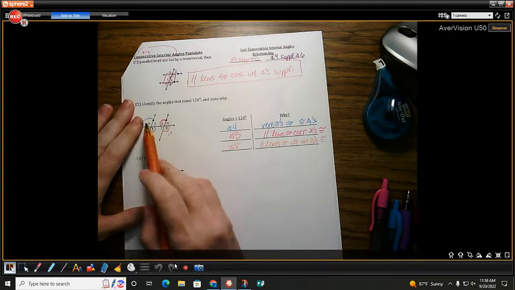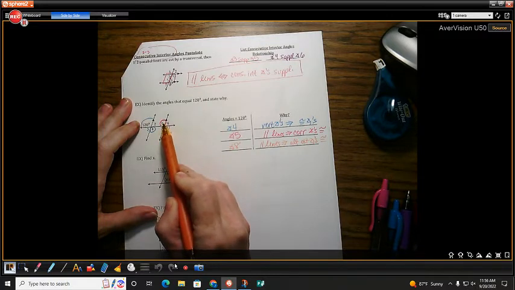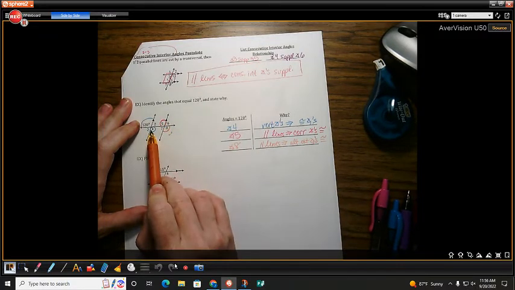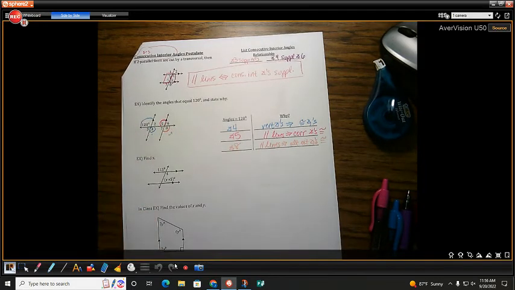And so I could say, okay, 120 corresponds to angle 5, which is alternate interior to angle 4, and then that one's corresponding to 8. Therefore, 8 has to be 120. I could have done that. Am I crazy enough to do that? Yes. Are you crazy enough? I don't know. It's up to you.